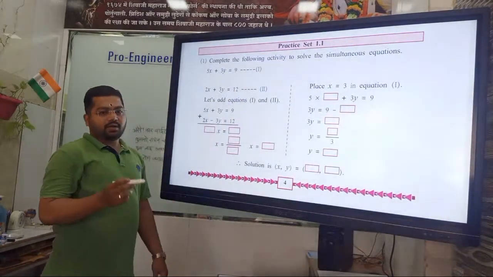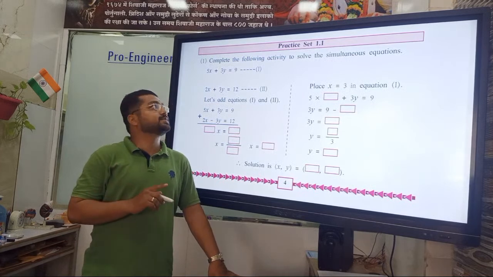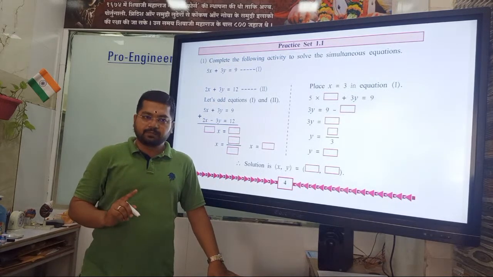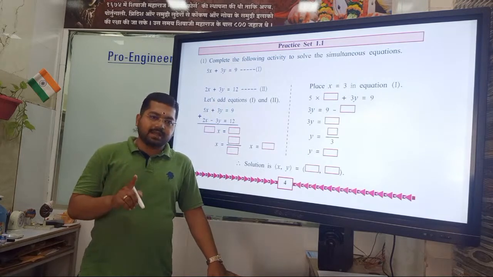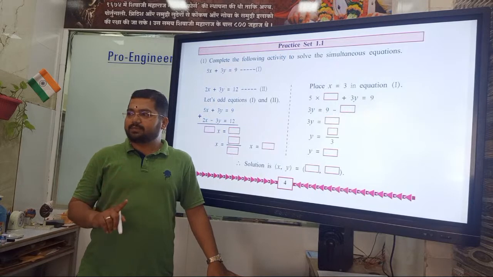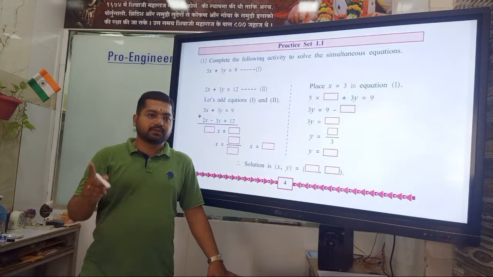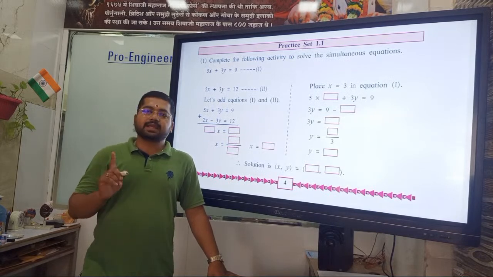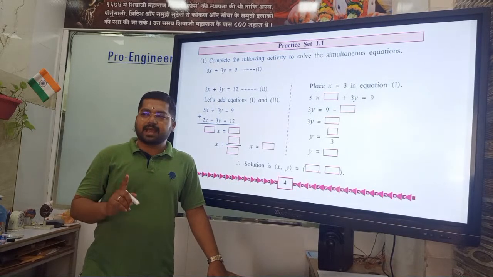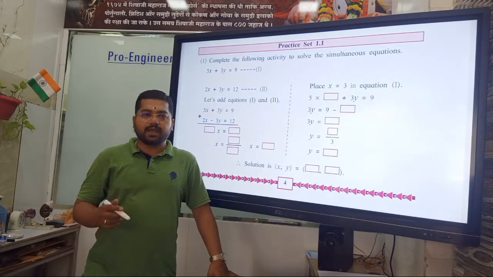After understanding all this, I am expecting you to solve the exercise, practice set 1.1. We'll give you time to solve that, and again I will solve practice set 1.1 along with the previous prerequisite knowledge. You should solve practice set 1.1. If in case you feel any doubt, when I solve that practice set 1.1, you will get the doubts cleared. I hope you understood.